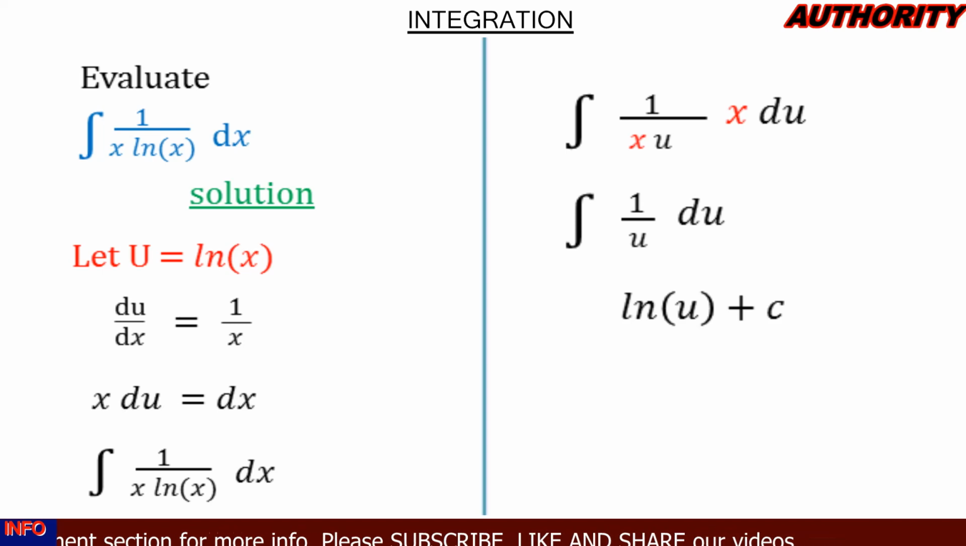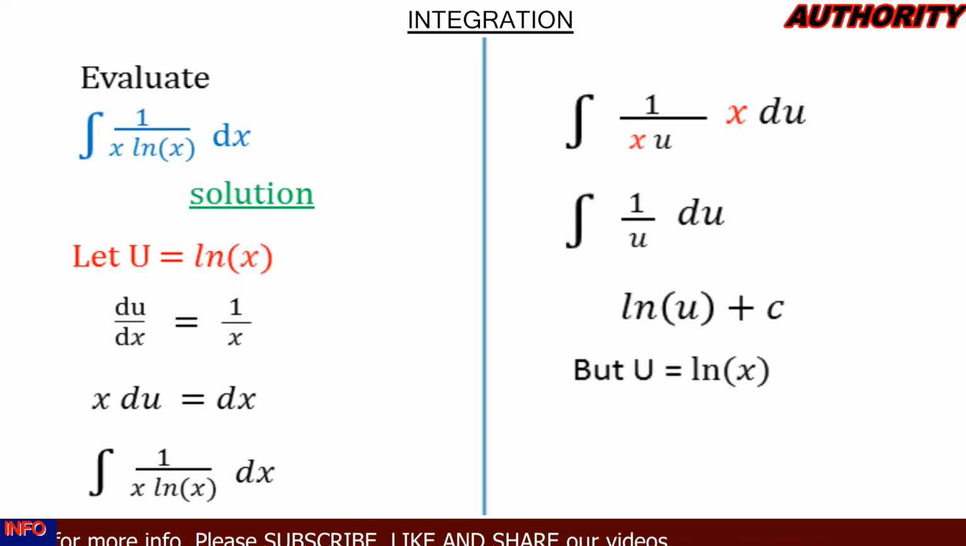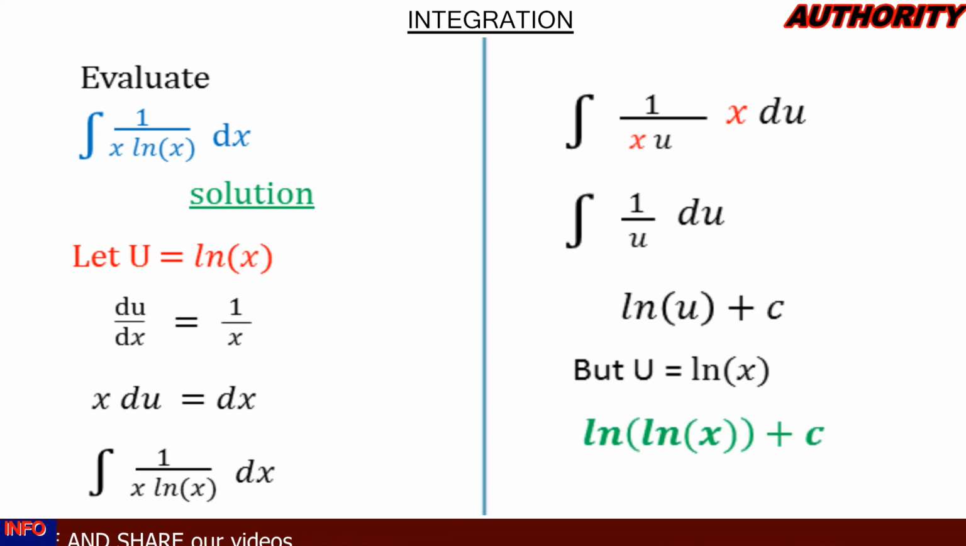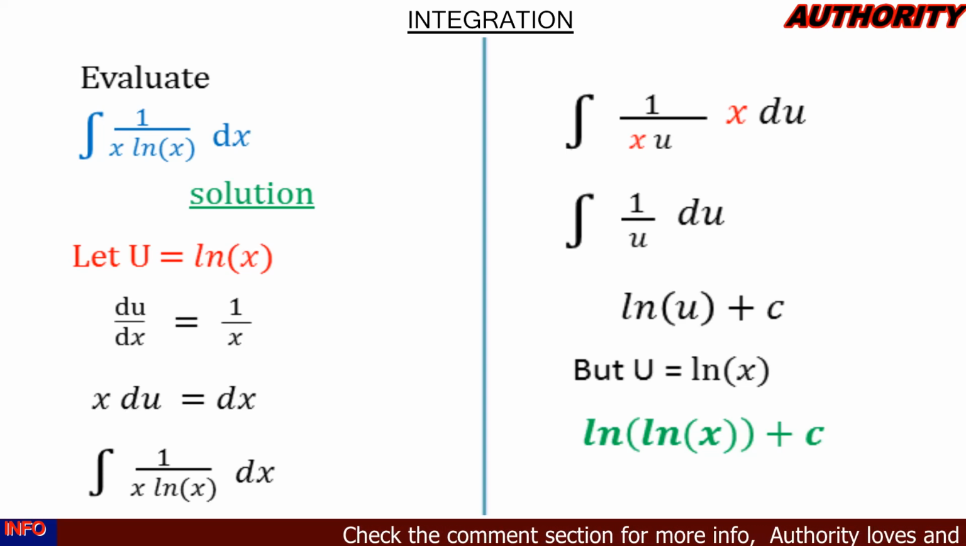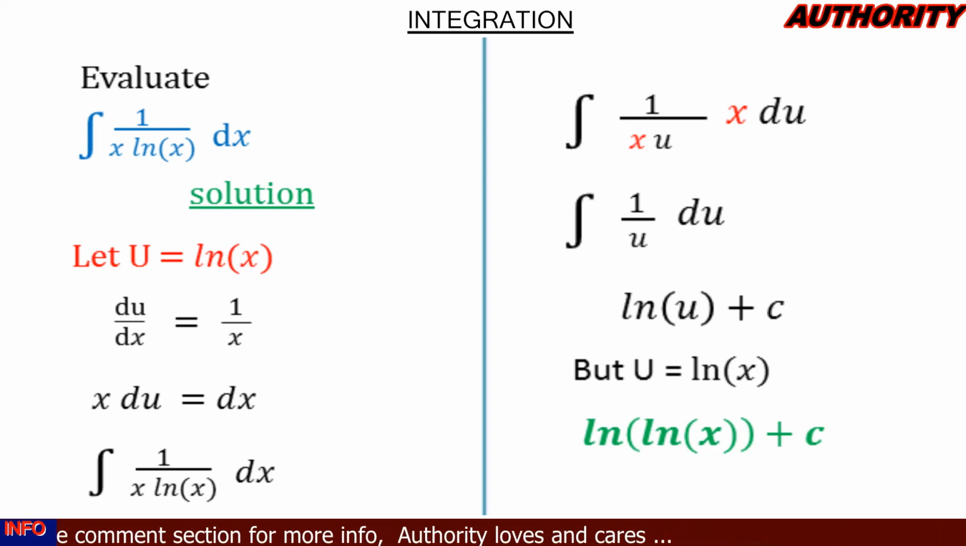Okay? But you recall that u is equal to ln x. Now, let's replace it back. That means we're going to have ln of ln x plus c. So the integral of 1 all over x ln x dx is equal to ln of ln x plus c. All right.